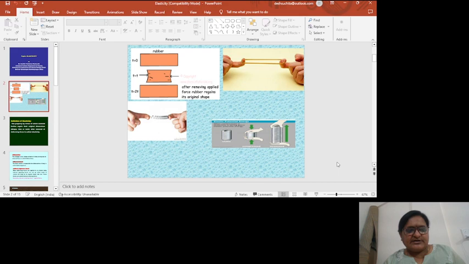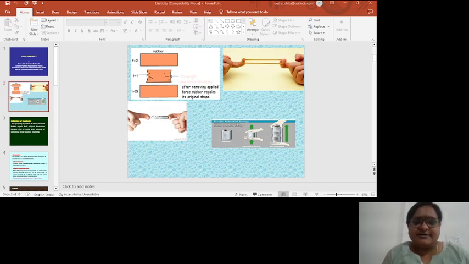If you consider a rubber, we stretch the rubber and it elongates. When we remove the deforming forces on the rubber, it regains its original position. That is elasticity.